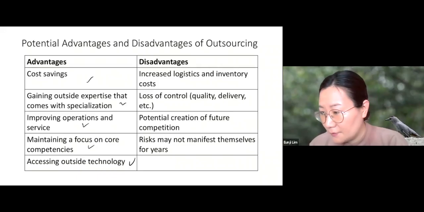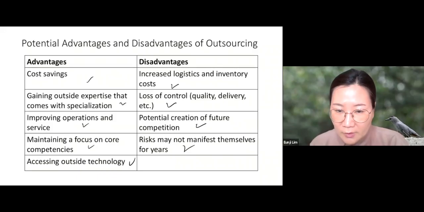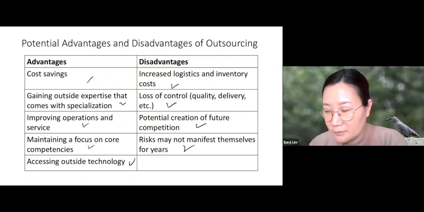What are the disadvantages of outsourcing? Increased logistics and inventory costs, loss of control, potential creation of future competition, and risks may not manifest themselves for years. In other words, there may be hidden risks. For example, let's say you have a supplier and the supplier goes bankrupt all of a sudden, and you didn't see it coming because you don't have any information about their financial status. So you have to find another supplier. So this is a hidden risk.